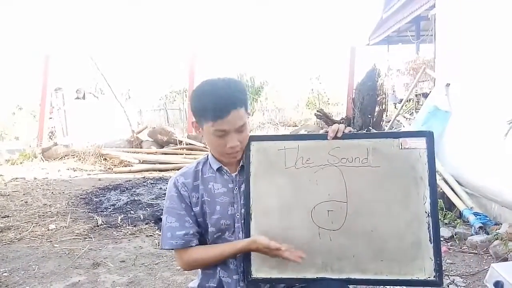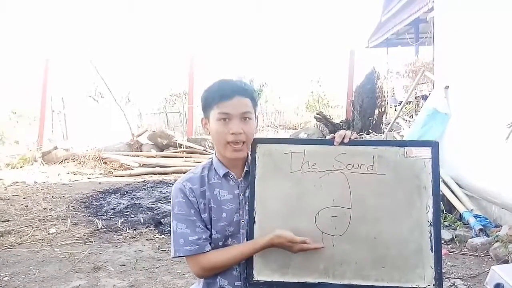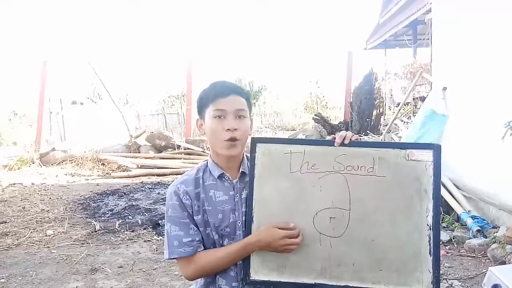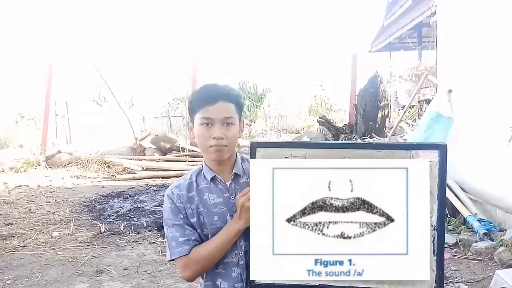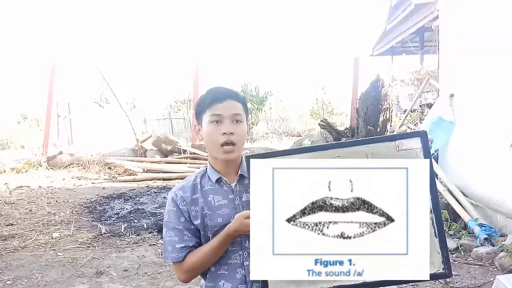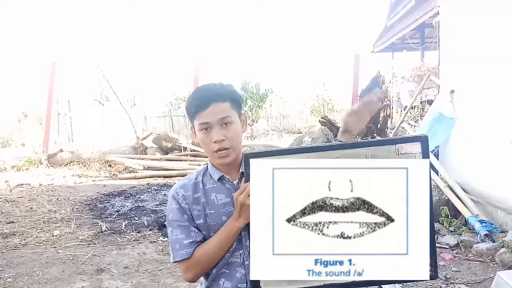I will explain the first sound. The first sound is the sound E. Once more. This sound you may produce with the picture beside me. You make your lips like this picture, and after you make your lips like this, you can produce the sound.